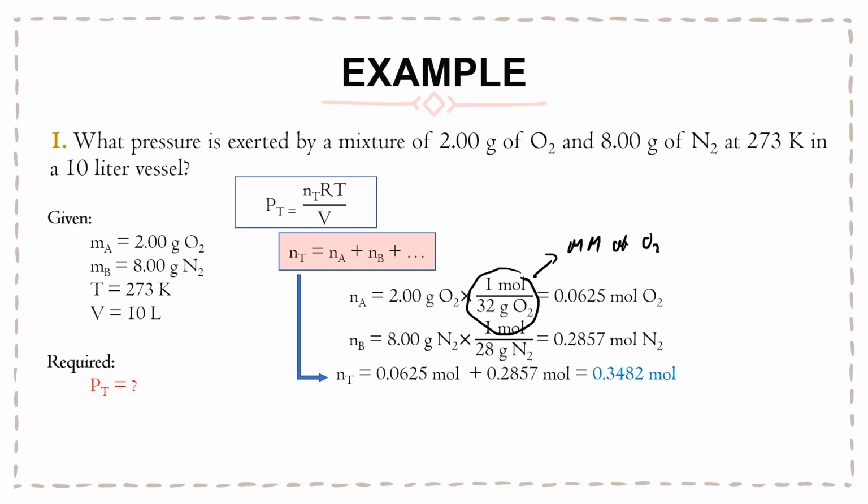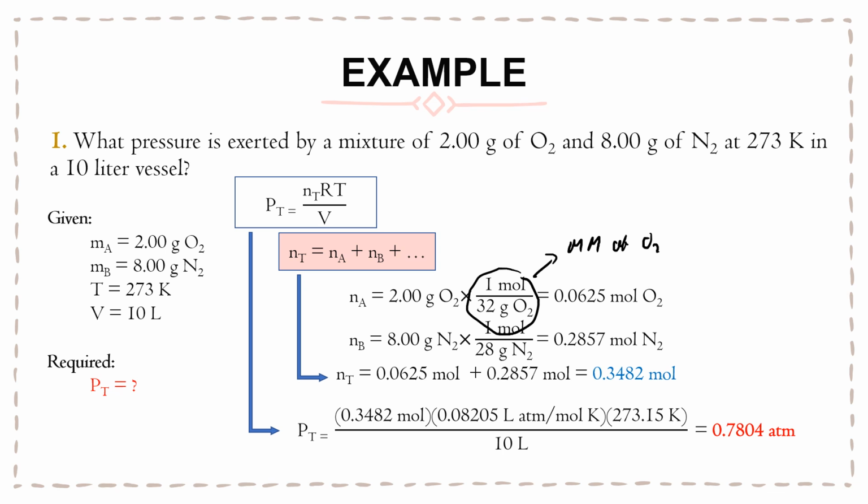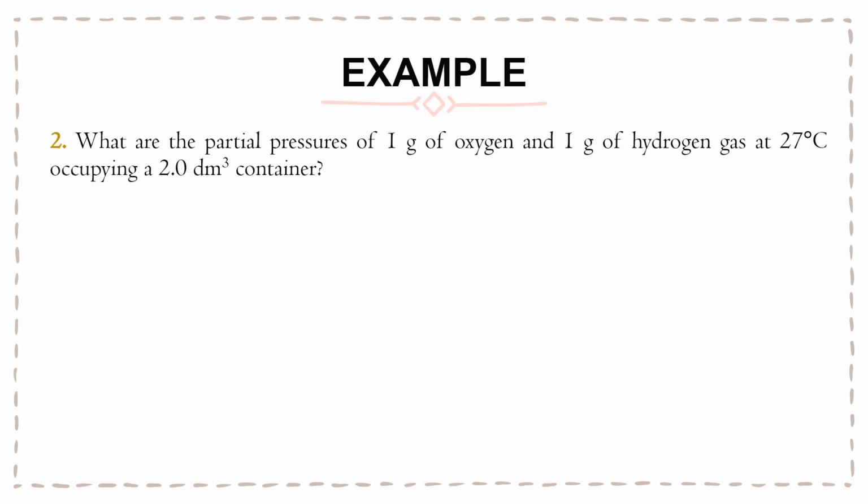And then, calculate for the total moles, which is equal to 0.3482 moles. Substituting that to our main formula, we can get the total pressure, 0.7804 atm. Okay? Alright. Okay, let's move on to another example.